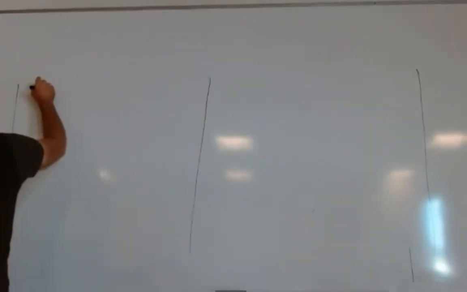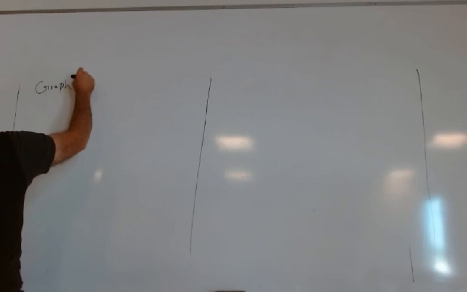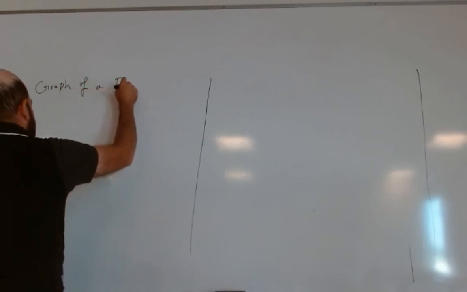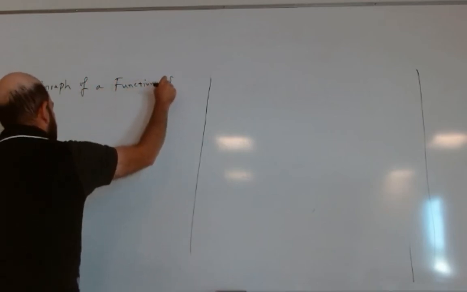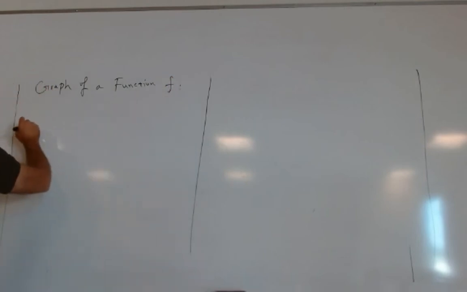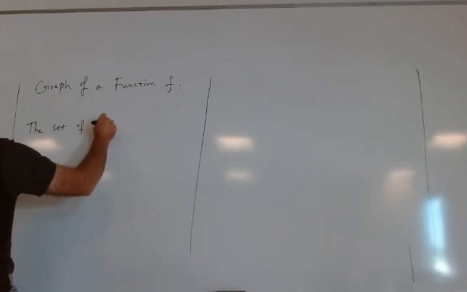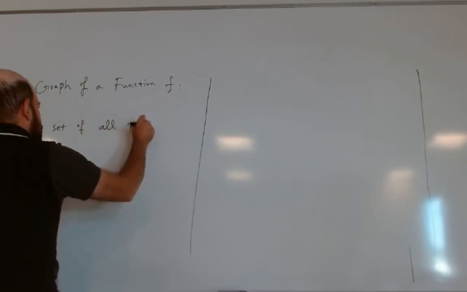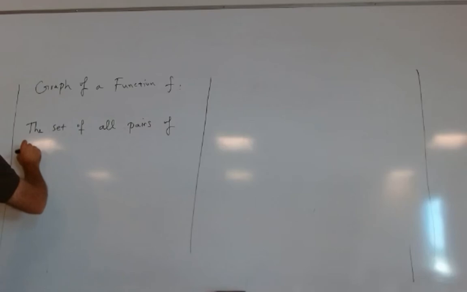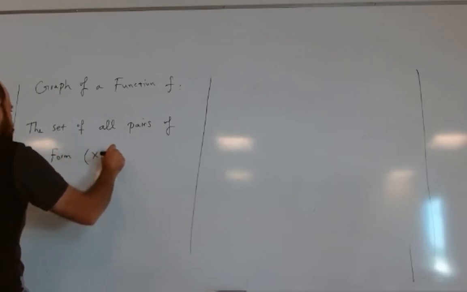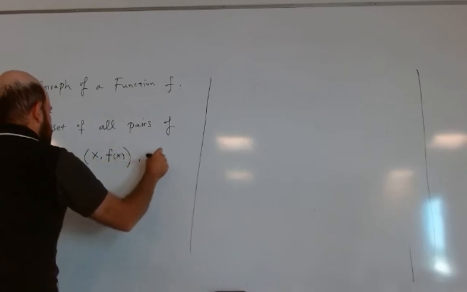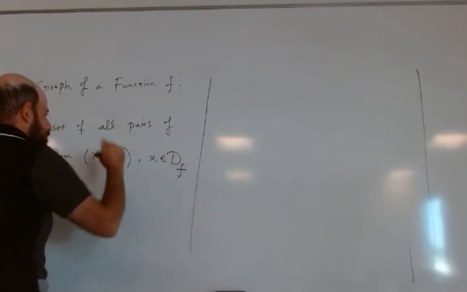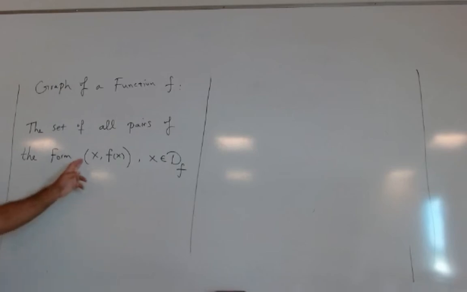The graph of a function f, so this is the set of all pairs of the form x and f of x, where x comes from the domain. So the set of all pairs x and f of x is called the graph of a function.